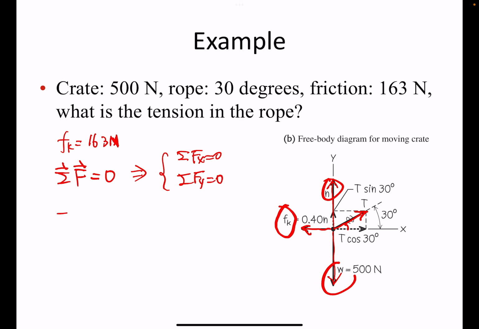The net force in the x direction is the x component of the tension plus the x component of the friction adding up to 0. The x component of tension, now this is the tension, this is 30 degrees, is the adjacent side of this 30 degrees. So Tx should be T cosine 30 degrees. The x component of friction is pointing in the negative x direction with magnitude 163 Newton.